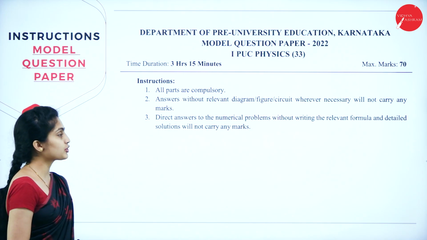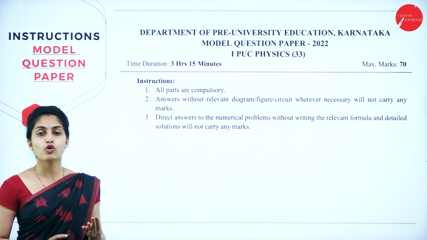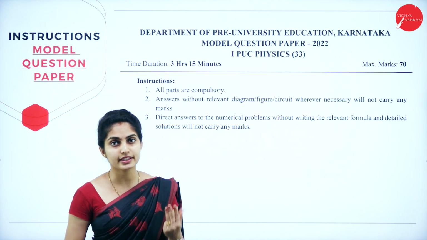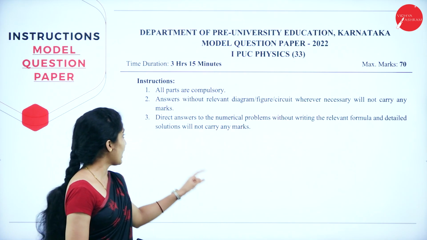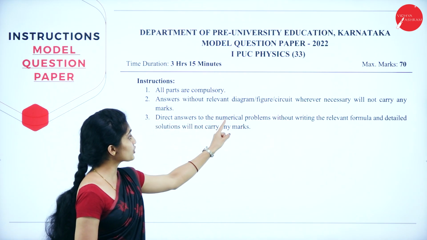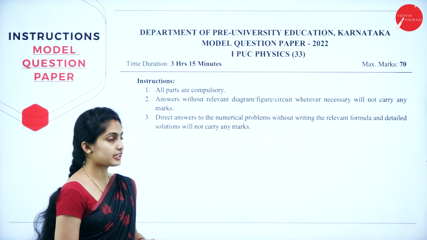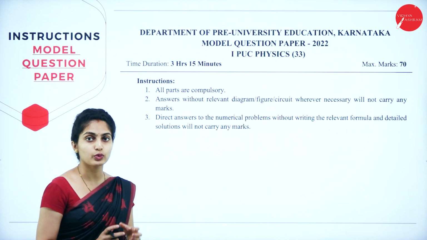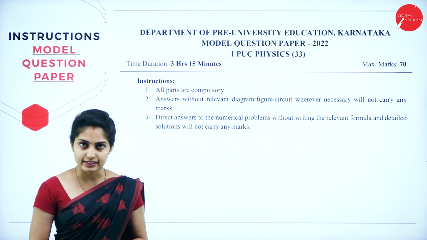The basic instructions are that all parts are compulsory. We have 4 parts, part A, part B, part C and part D. All these 4 parts are compulsory for you to attend, and an answer without a relevant diagram, figure or circuit wherever necessary will not carry any marks. Remember that. So you will have to give necessary diagrams for certain answers.